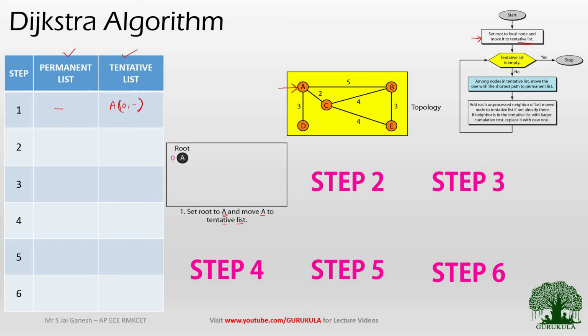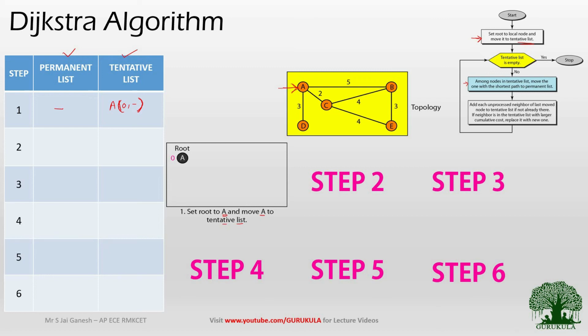In case the tentative list is empty, then we can stop the algorithm, but here the tentative list is not empty, so we need to proceed further with the flowchart. Here we need to check, among the nodes in the tentative list, and move the one with the shortest path to the permanent list.